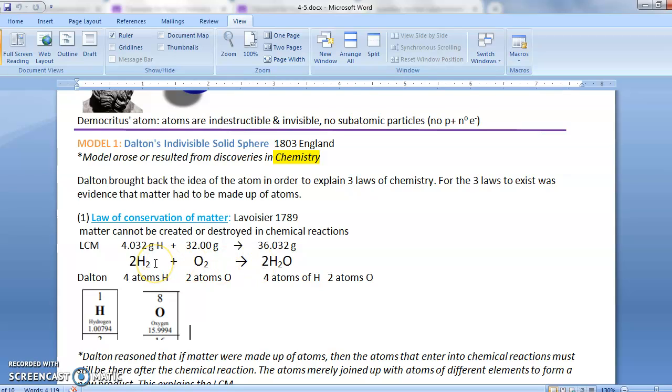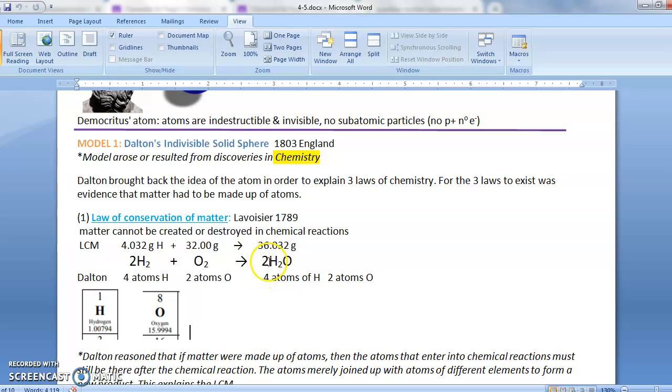But since we're talking about things on the atomic level, because we're talking about models of the atom, we would see that 2 molecules of hydrogen gas, H2, would actually be 4 atoms of H. 2 molecules, each with 2 atoms in the molecule, would be a total of 4 atoms. 1 molecule of O2 has 2 atoms of oxygen joined. So we have 4 atoms of hydrogen going in and 2 atoms of oxygen going in. And Dalton's like, well, that would explain it. We must have those same atoms coming out.